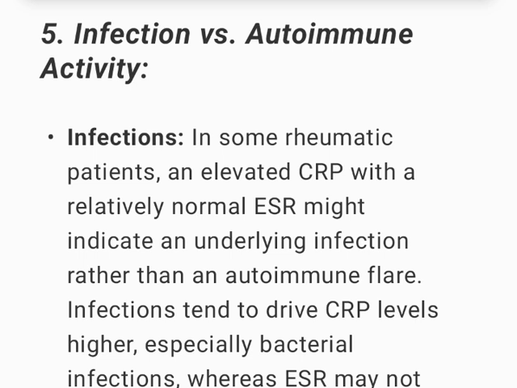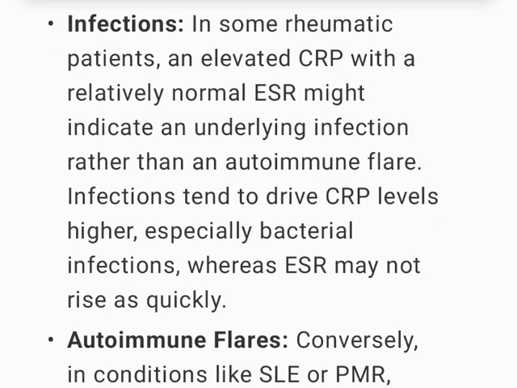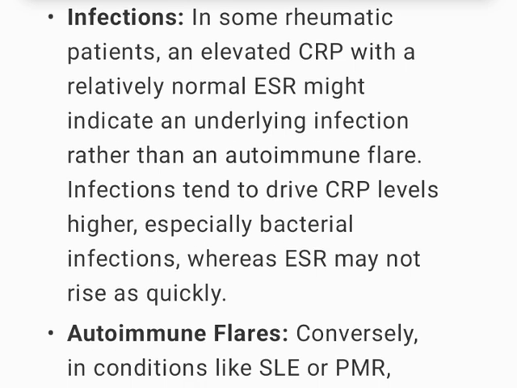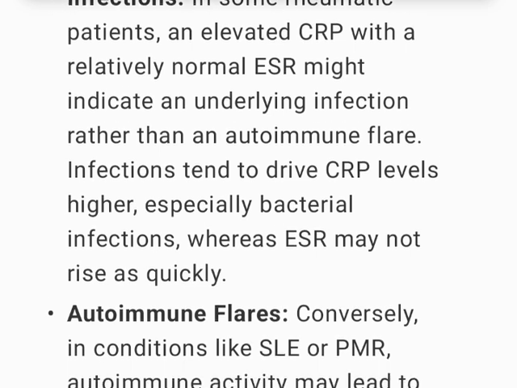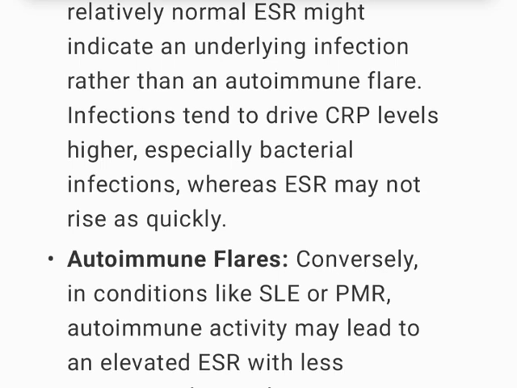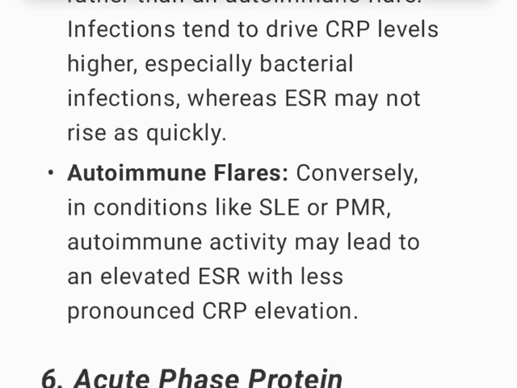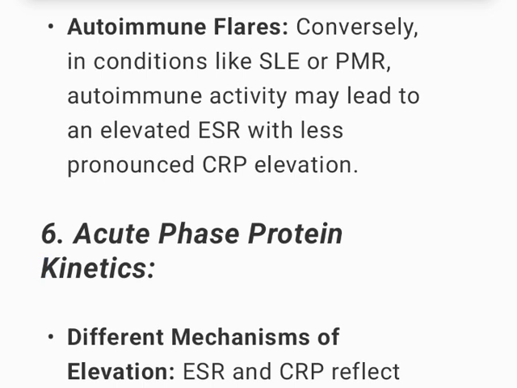5. Infection versus autoimmune activity. Infections. In some rheumatic patients, an elevated CRP with a relatively normal ESR might indicate an underlying infection rather than an autoimmune flare. Infections tend to drive CRP levels higher, especially bacterial infections, whereas ESR may not rise as quickly. Autoimmune flares. Conversely, in conditions like SLE or PMR, autoimmune activity may lead to an elevated ESR with less pronounced CRP elevation.